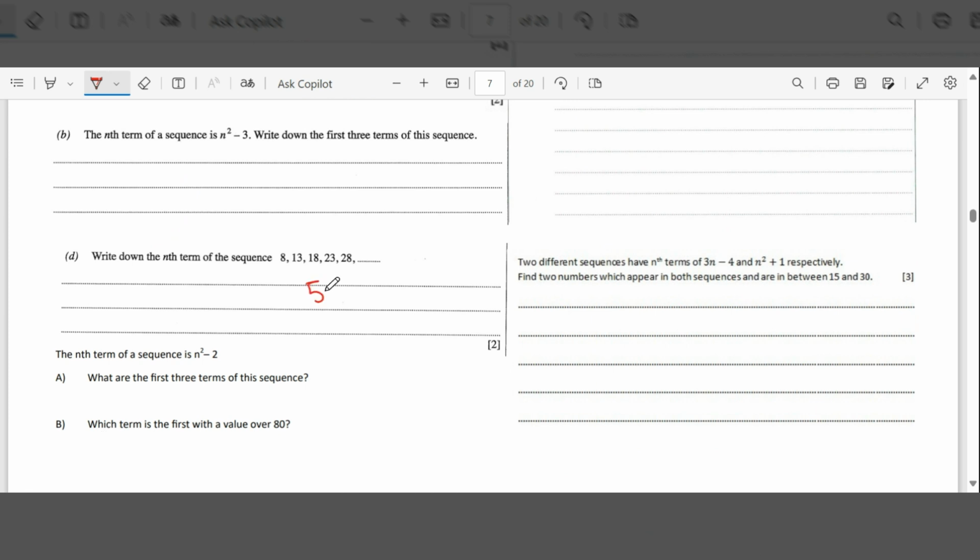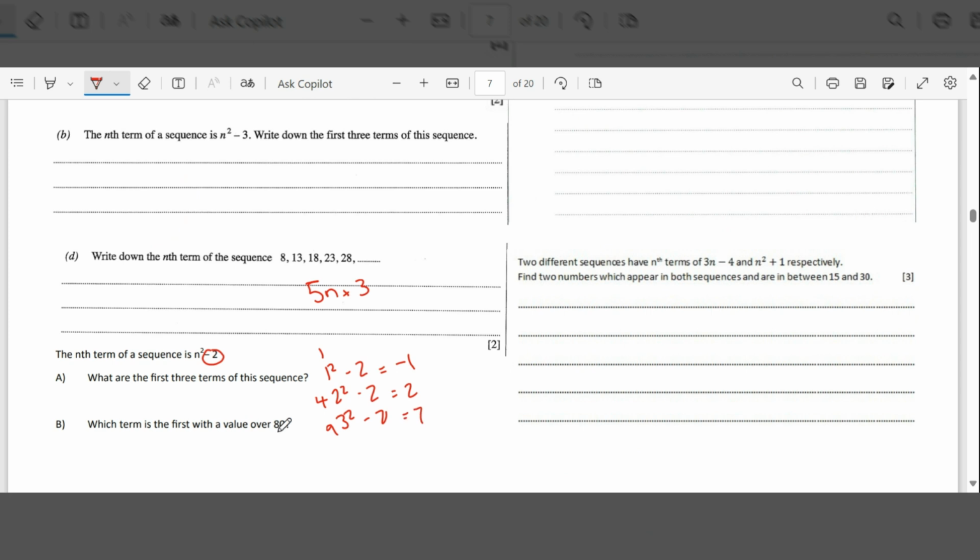Something like this, though. Let me write in 5n plus 3. The first 3 terms: you've got 1 squared, take away 2, 2 squared, take away 2, and 3 squared, take away 2. That's minus 1, because 1 squared is 1. That's 4, take away 2, that's 2. That's 9, take away 2, that's 7.